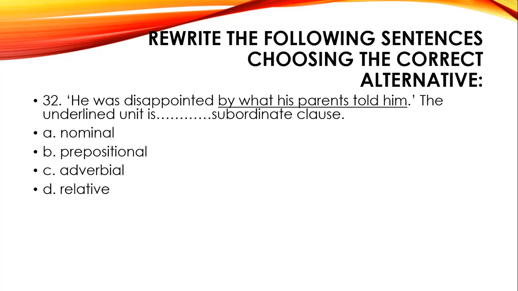He was disappointed by what his parents told him. The underlined unit is dash dash subordinate clause. Option A, nominal. Option B, prepositional. Option C, adverbial. Option D, relative. And the correct answer is option B, prepositional, because it begins with by, a preposition. By what his parents told him is a prepositional subordinate clause, that is PCL.